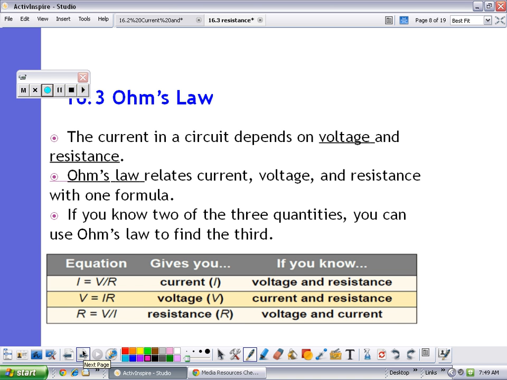The current in a circuit depends on voltage and resistance. So Ohm's law relates current, voltage, and resistance with one formula. This is the math formula, but you do not need to know how to use the equation. What you need to understand is the relationship. So talking about the three quantities, you need to know how the current, voltage, and resistance work together.